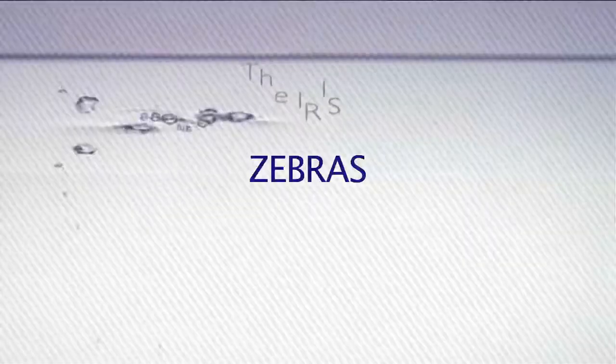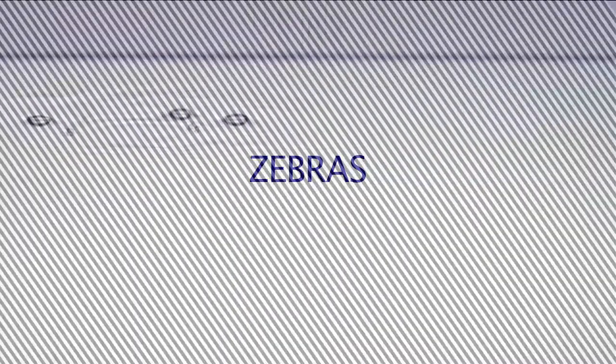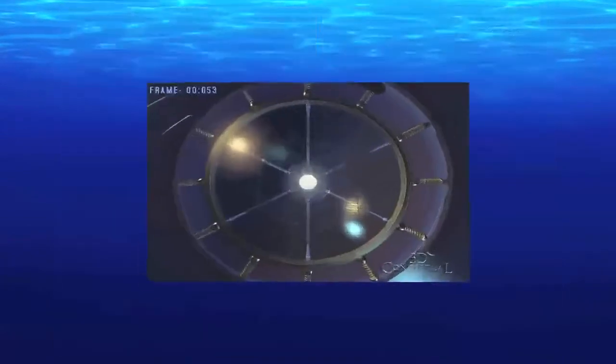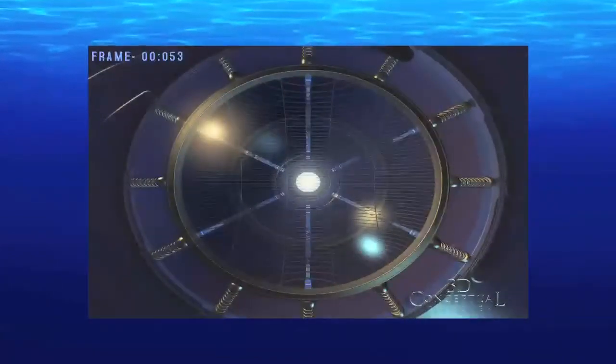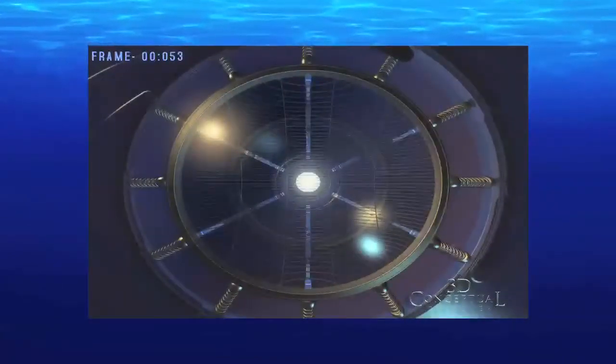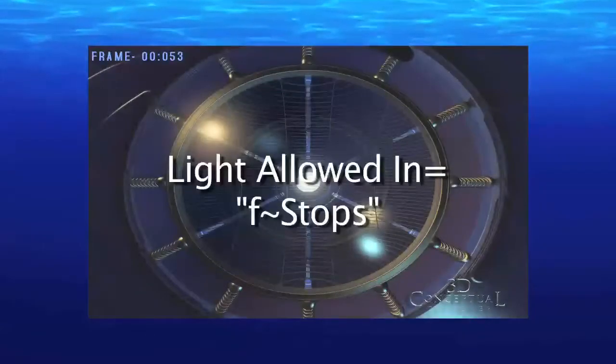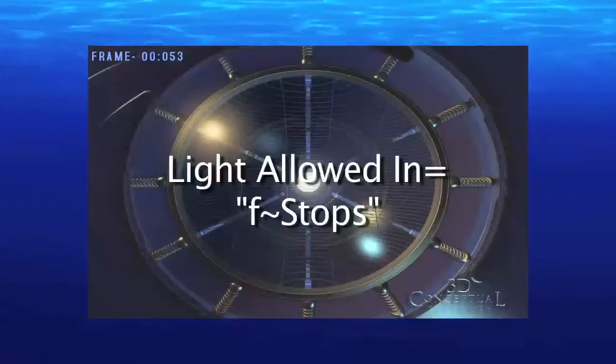Next, we move to the iris control and a display in the viewfinder called zebras. Let's look at how they work together. The iris is a set of pieces of metal inside the lens that act to set the aperture of the camera. The aperture is the size of the opening that light travels through the lens to the CCD. The amount of light that the aperture controls is measured in f-stops.